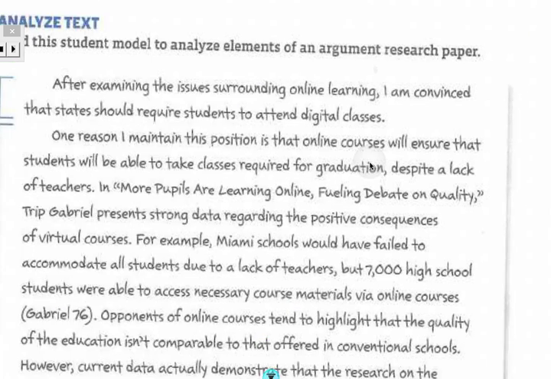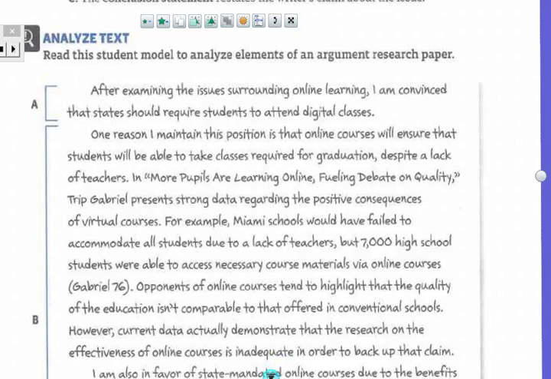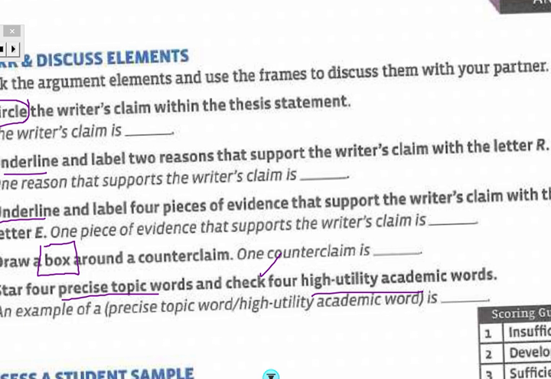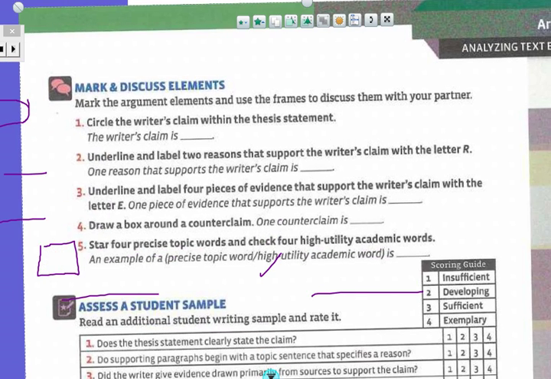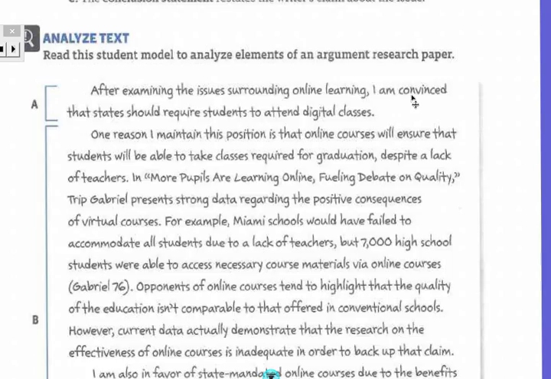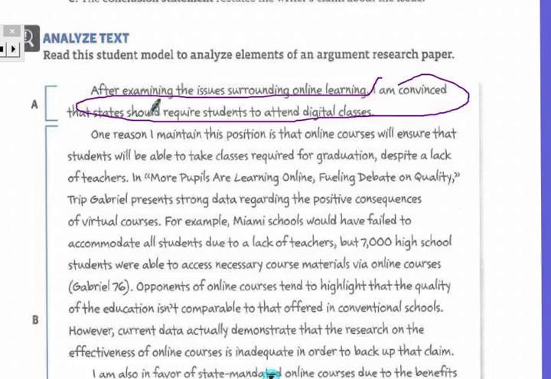After examining the issues surrounding online learning, I am convinced that states should require students to attend digital classes. That's the thesis statement. Where's the claim? I am convinced that states should require students. Okay, so that is the claim. States should require students to attend digital classes.